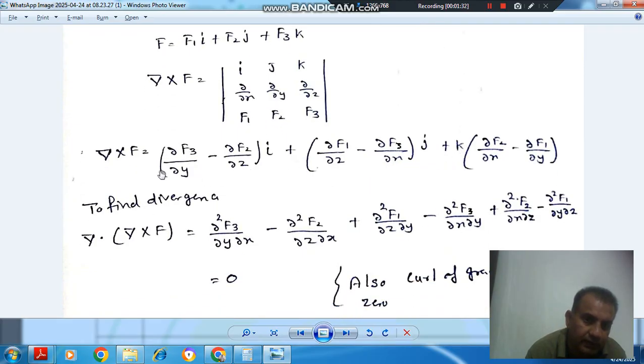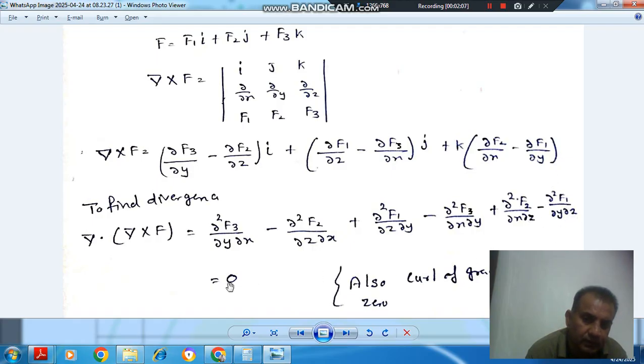Now if we take its divergence, we have to differentiate the i component with respect to x, the j component with respect to y, and the k component with respect to z. Solving this, differentiating with respect to x gives ∂²F3/∂y∂x and ∂²F2/∂z∂x. This will be ∂²F1/∂z∂y, this will be ∂²F3/∂x∂y, and this will be ∂²F2/∂x∂z. This will be ∂²F1/∂y∂z.